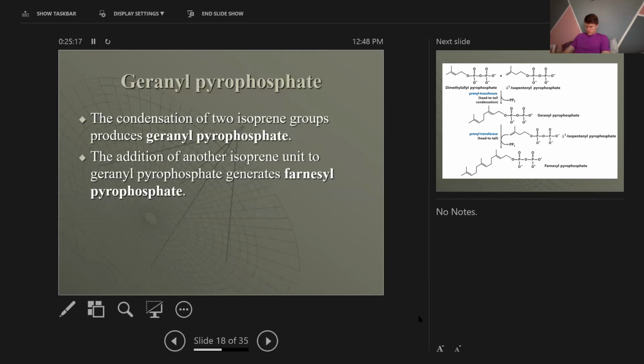And I think those are on your handout. Okay, so you have the dimethylallyl pyrophosphate and the isopentenyl pyrophosphate, and you are going to go head to tail with that by prenyl transferase, and that gives you geranyl pyrophosphate. That is a C10. The isoprene units are C5s. This is a C10. Right, head to tail. Notice the geranyl pyrophosphate is still activated.